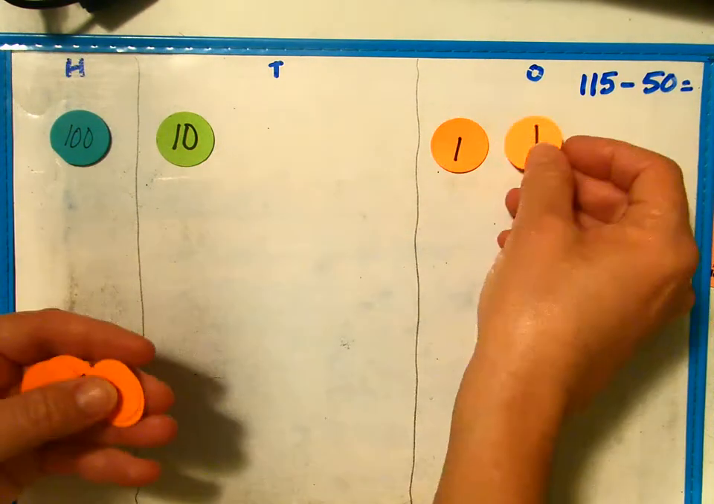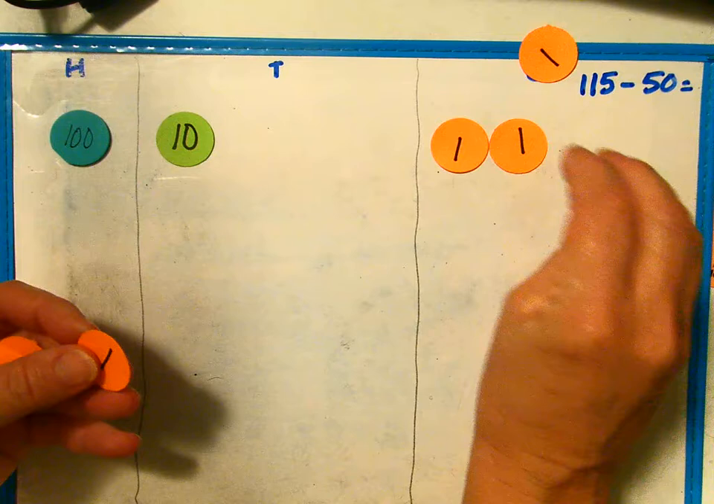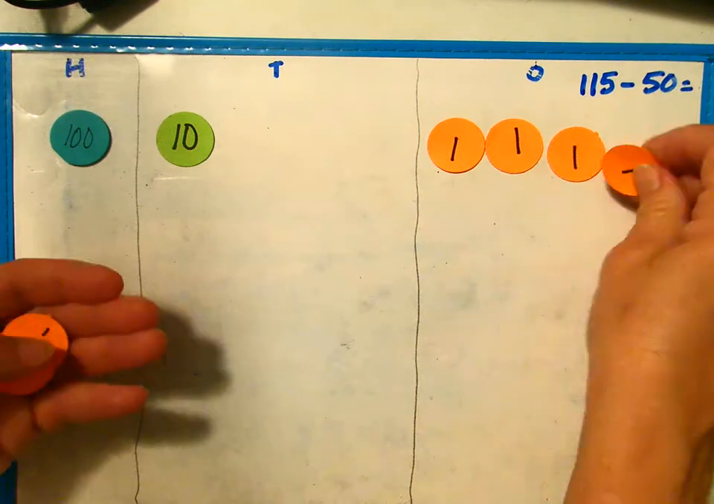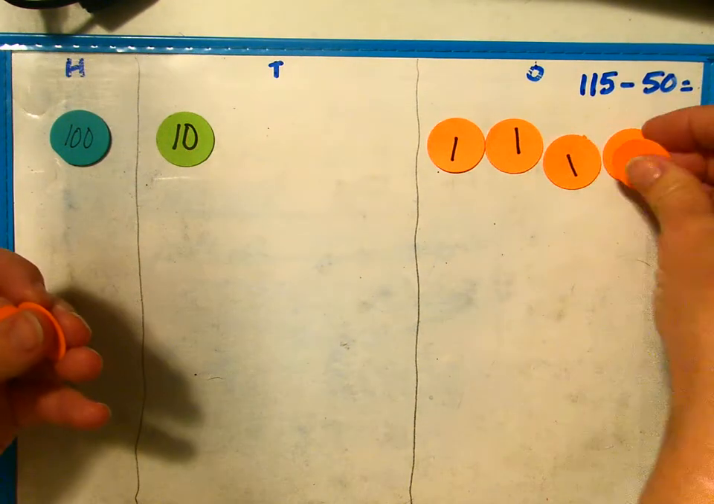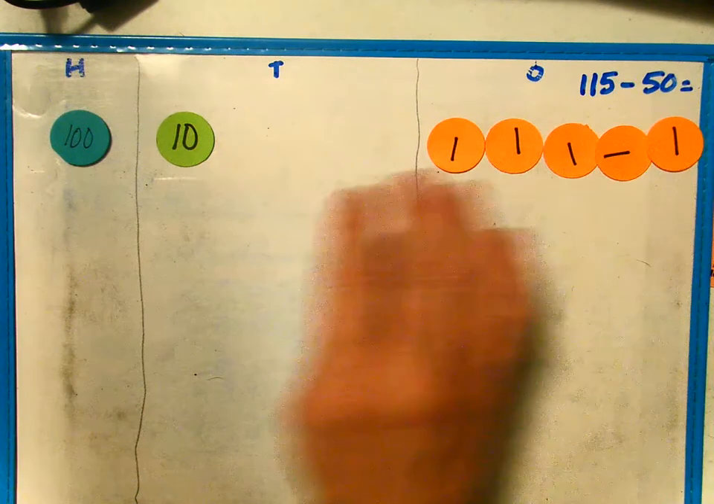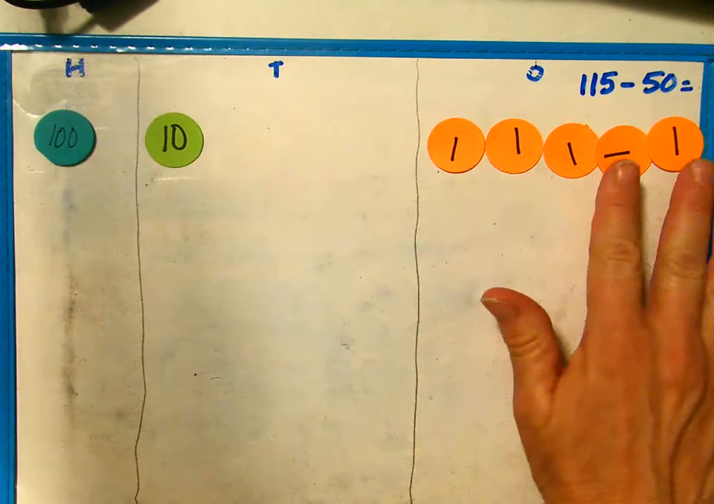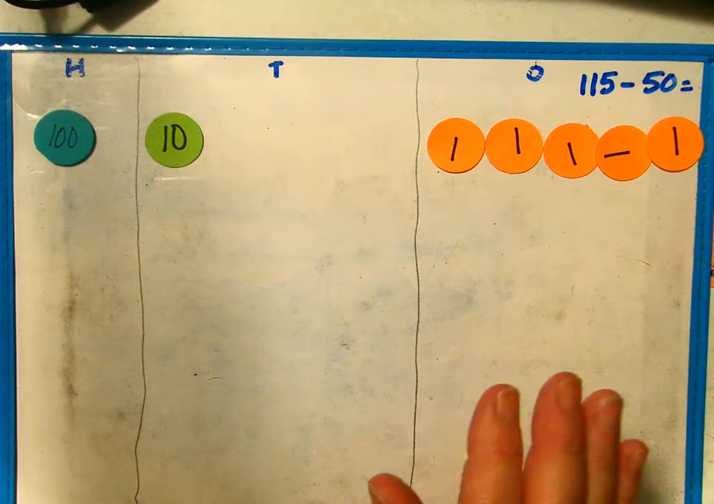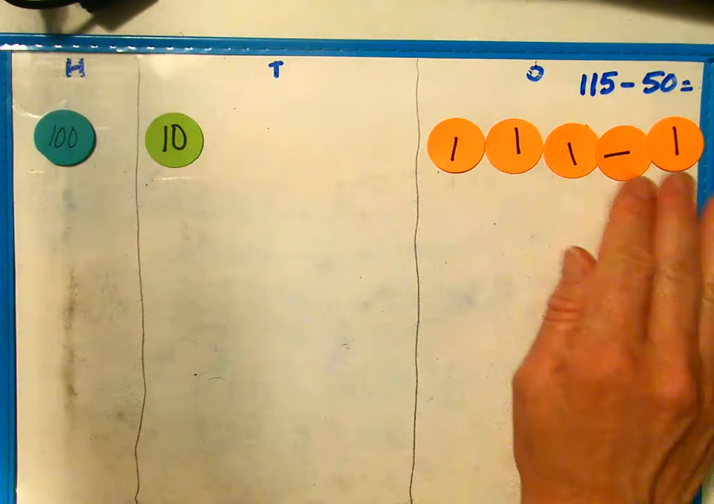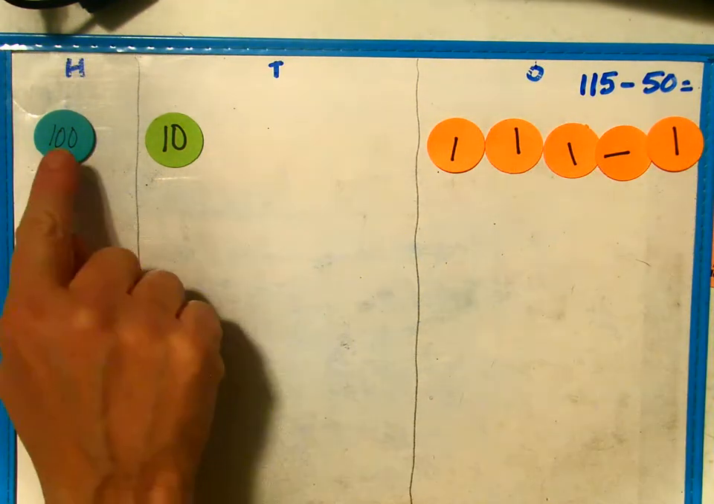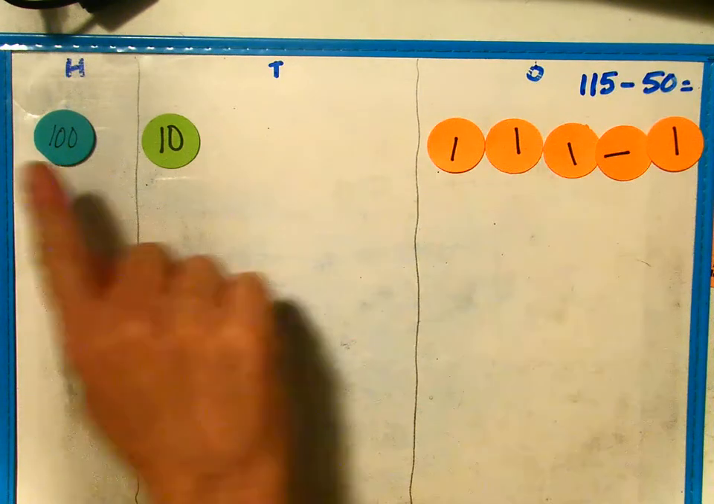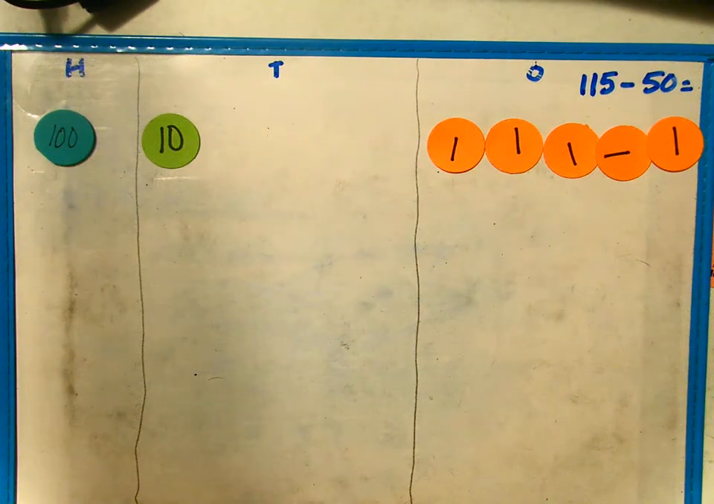1, 2, 3, 4, 5. Remember, it's always good to make your groups of 5. It's super easy to see how much you have if you do your groups of 5. So I have 100, 110, and 5 ones, 115. I want to take away 50.